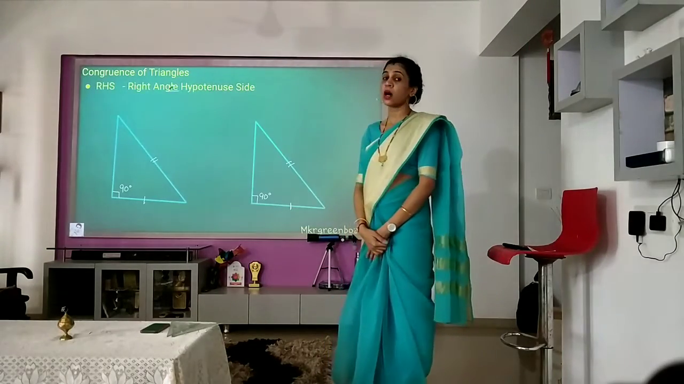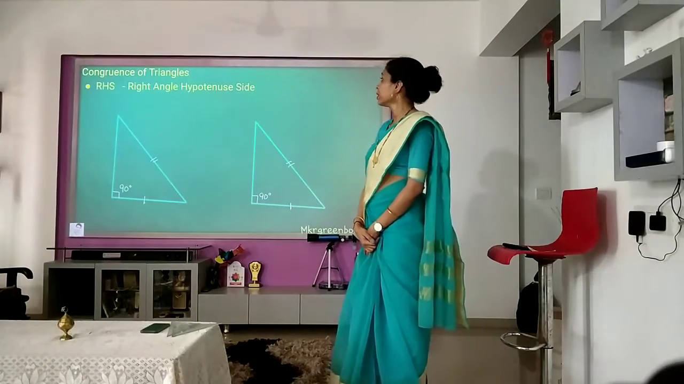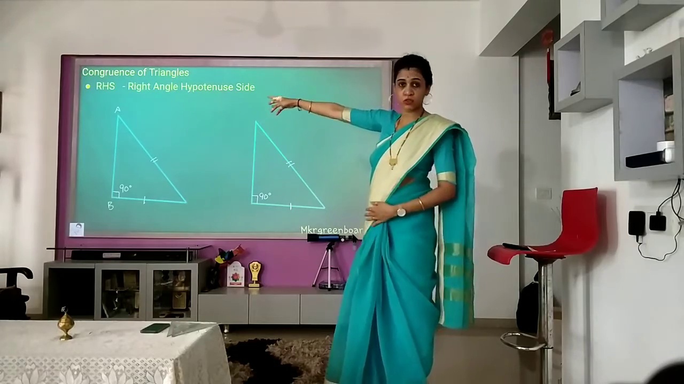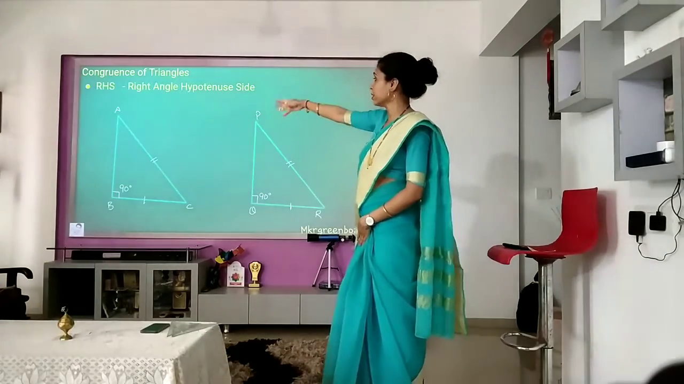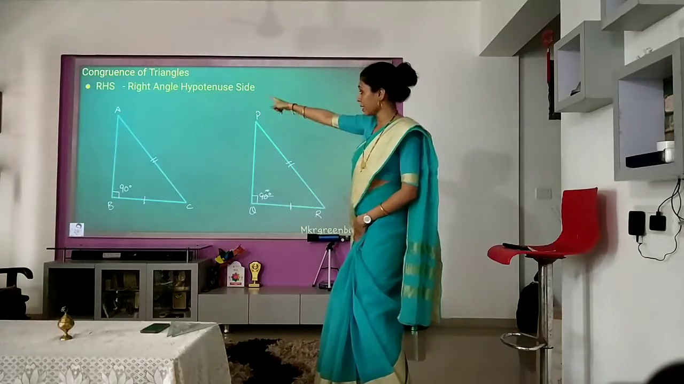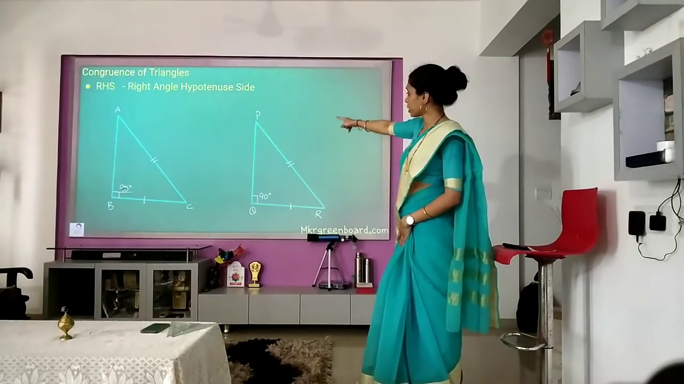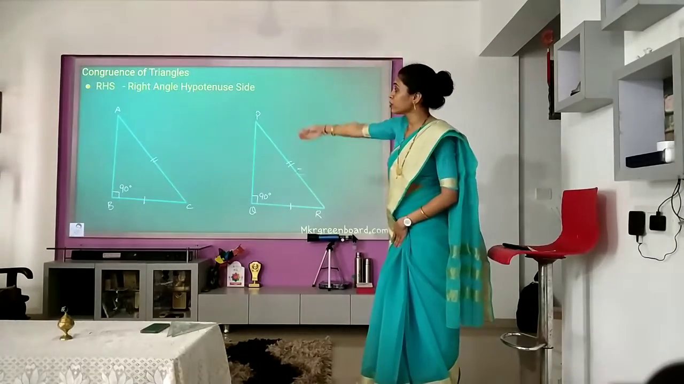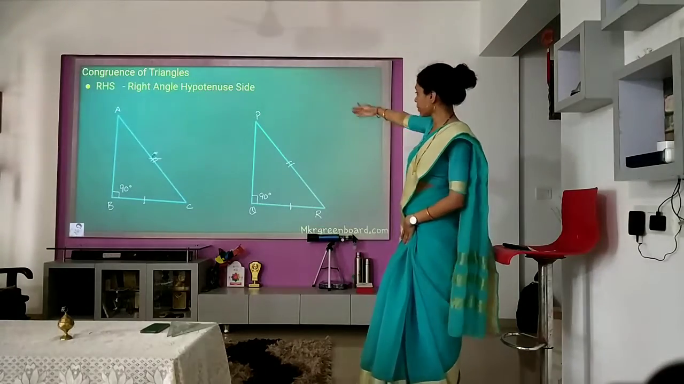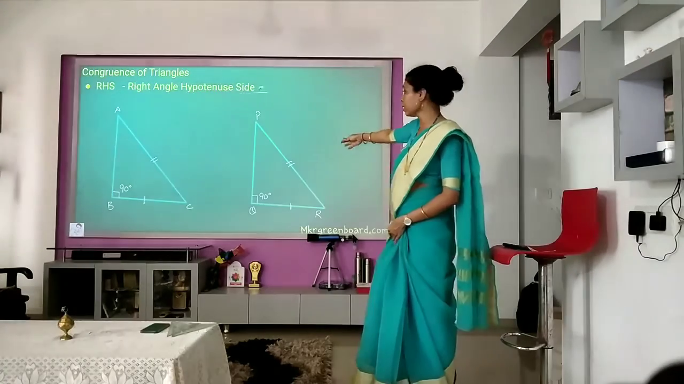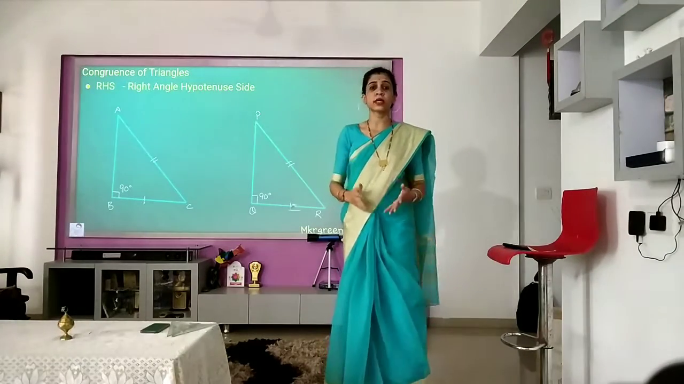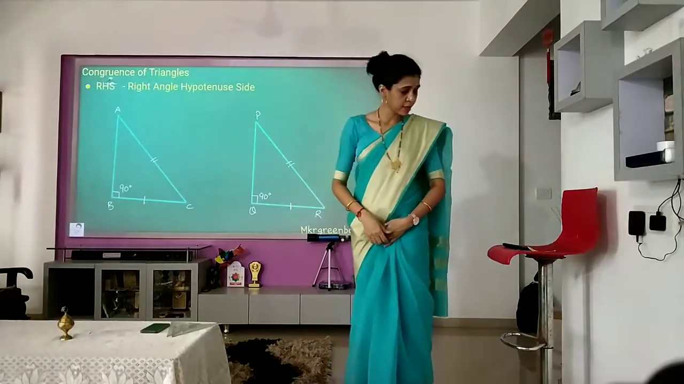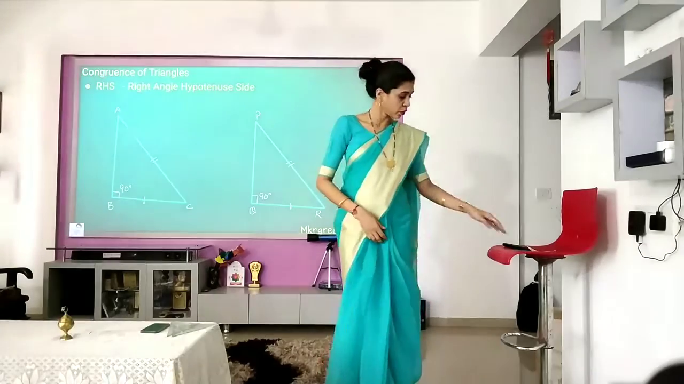The last property is RHS, that is right angle hypotenuse side. R stands for right angle, H stands for hypotenuse, and S stands for the side. The right angle, that is angle ABC, should be equal to the right angle of the other triangle, angle PQR. The hypotenuse is AC for the first triangle and PR for the second triangle. That should be the same, and any one side should be the same. So with this criterion we can also prove that the two triangles are congruent.